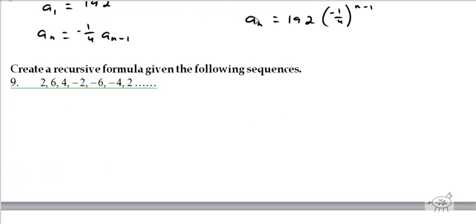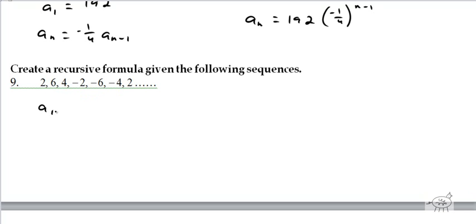Okay, number 9. This one's creating a recursive formula for a little more complicated one. Not a big deal, but basically I look at it and I go, okay, there's nothing I can multiply by 2 to give me 6, and then 6 to give me 4. So I start looking at multiple terms, and sure enough, I can see that 6 minus 2 is 4, right? And then 4 minus 6 is negative 2, and negative 2 minus 4 is negative 6, and negative 6 minus a negative 2. So I'm basically using the first two terms.